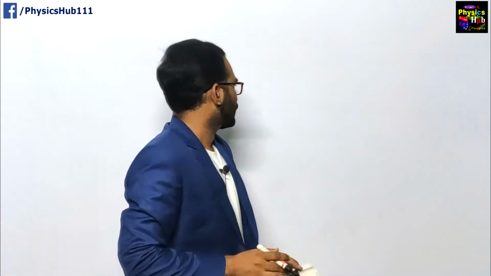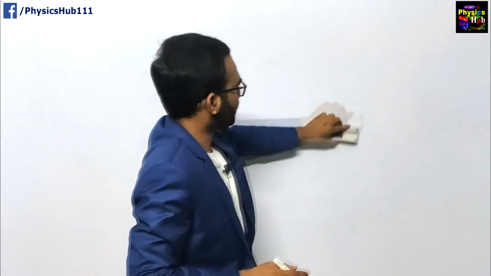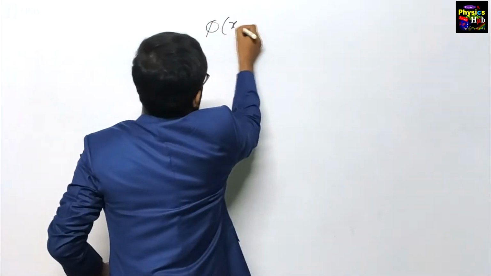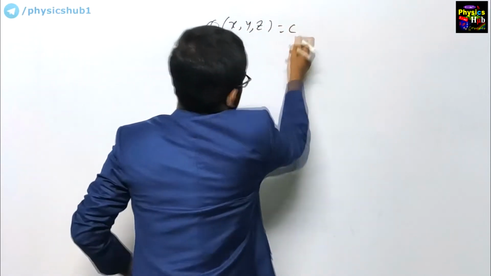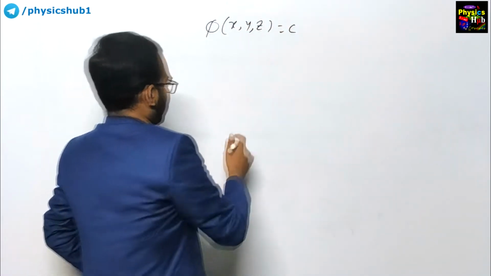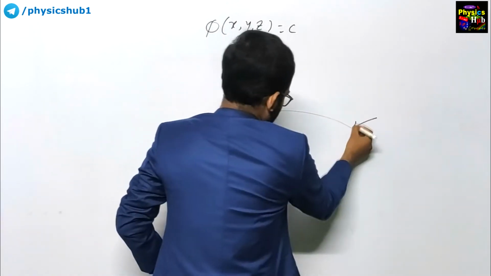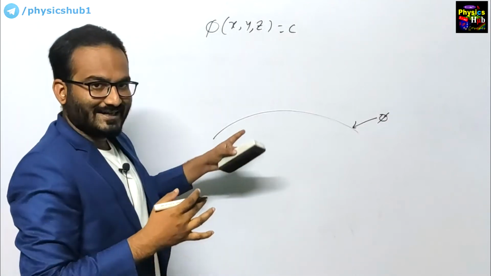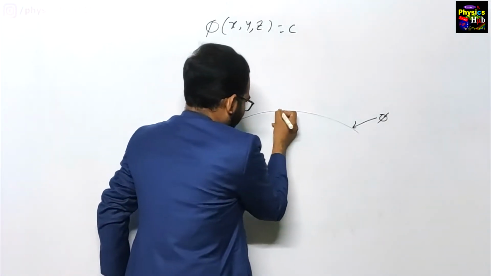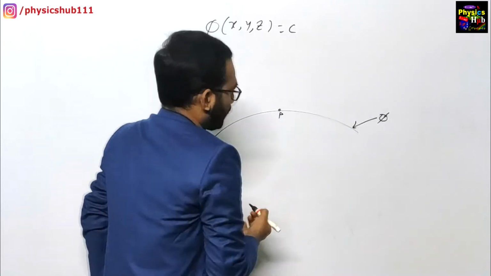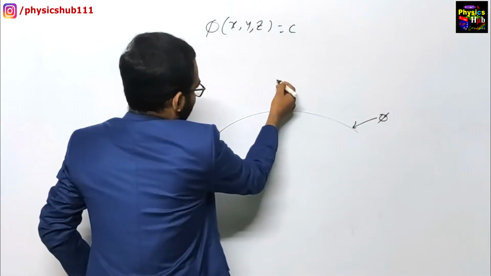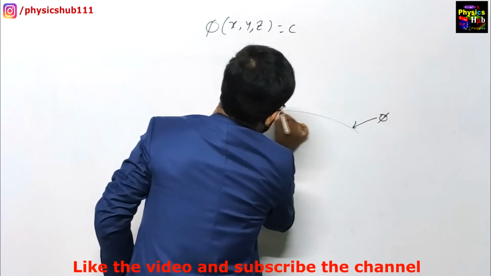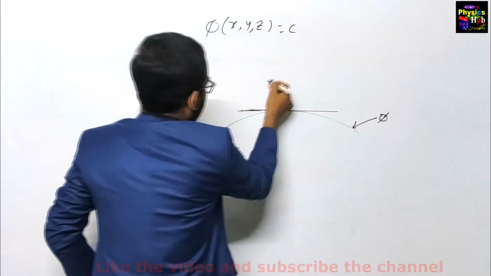So what I'm going to talk about, the level surface and the tangent plane. Let's say we have phi of x, y, z equals to c. This is the level surface. So let's say this is the surface which is phi. Now you want to find a tangent plane. Let's say this point is P. So what will be the tangent plane? The tangent plane will look like this. So if you draw a tangent like this, so this will be your tangent plane.